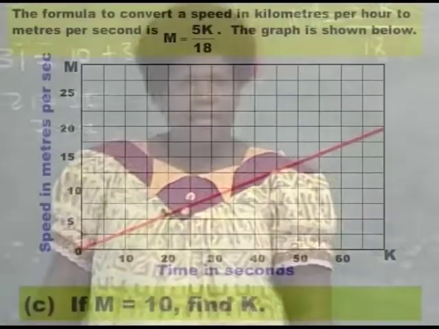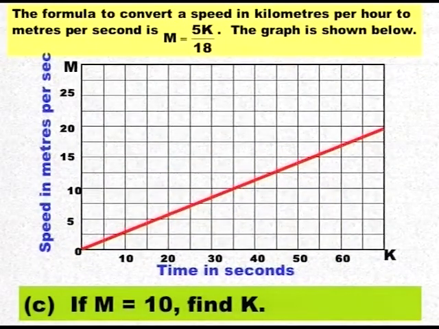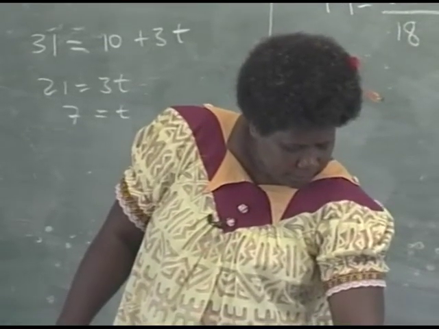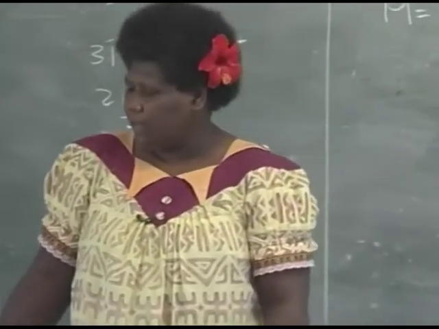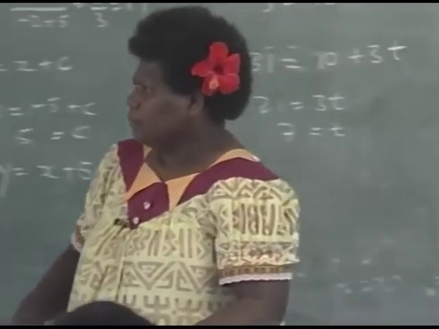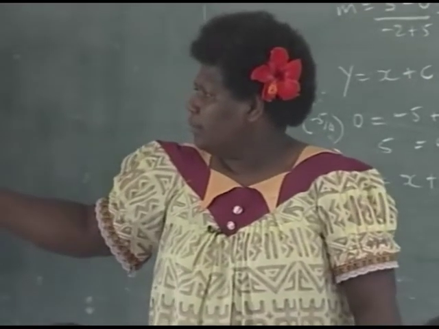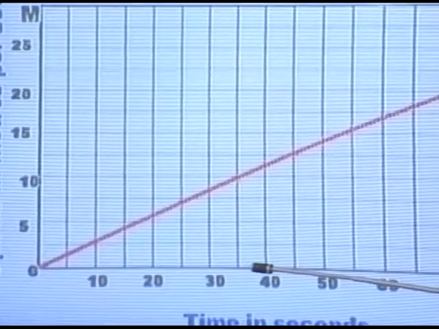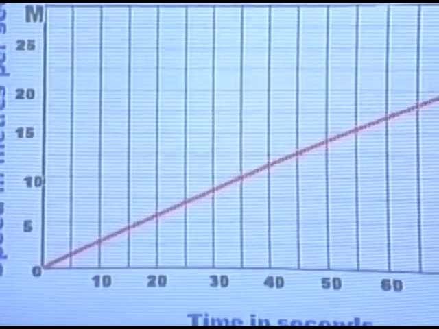All right, next one, if m is 10, find k. Lester? 36 kilometers per hour. Okay, so k will be 36 when m is 10. I'll just show that on the graph. When m is 10, this is 35, it's around 36. It's not exactly 35.